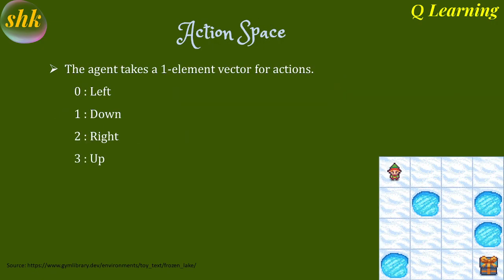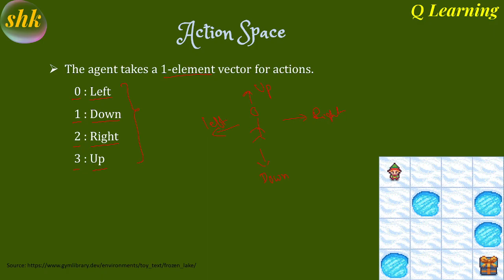We have different action spaces. The agent takes at any point a one element vector where the agent can move in four directions, either towards the left side or the right side, in the upward direction or in the downward direction. So these are the action spaces we have. 0 is used for left, 1 for down, 2 for right, and 3 for the up direction.